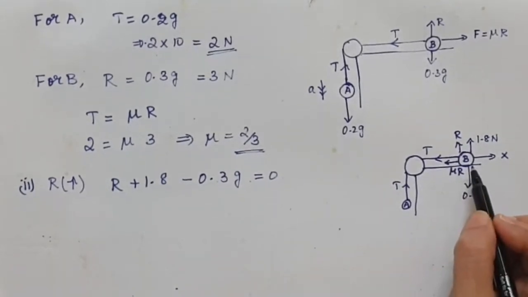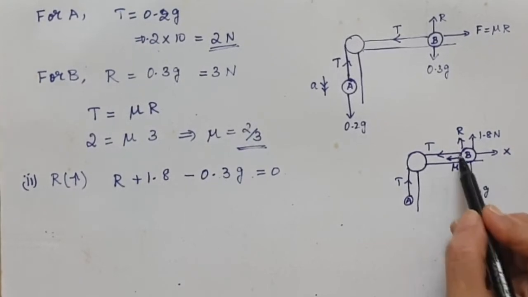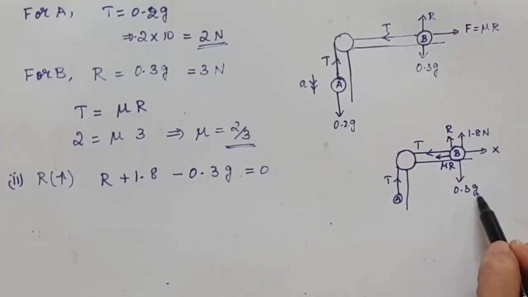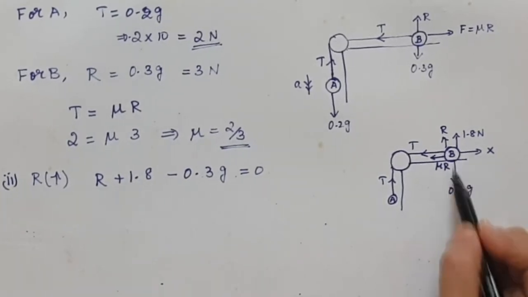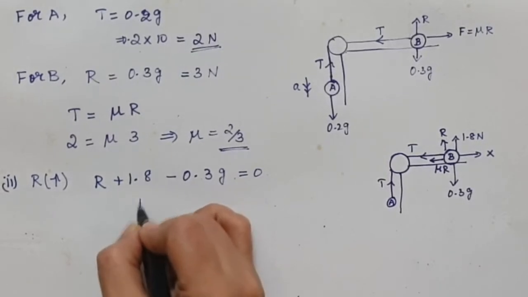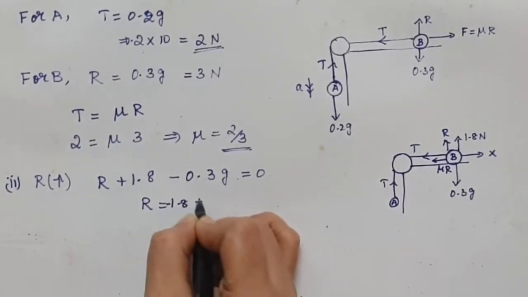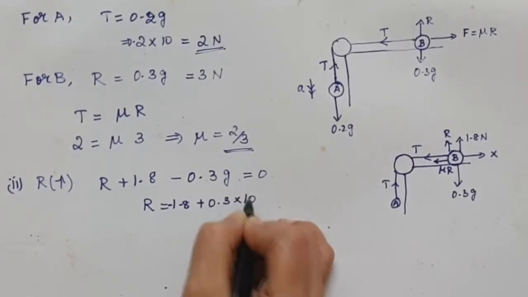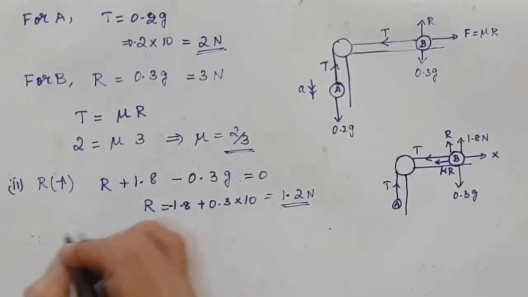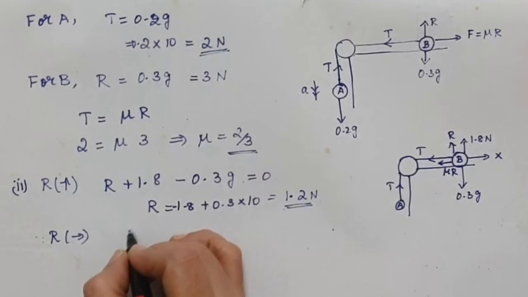For the second part of the question, we are taking all the forces acting on B upward, that is R and then 1.8 and minus 0.3 g, that will be equal to 0. So now R will be equal to minus 1.8 plus 0.3 into 10, that will be equal to 1.2 Newton.